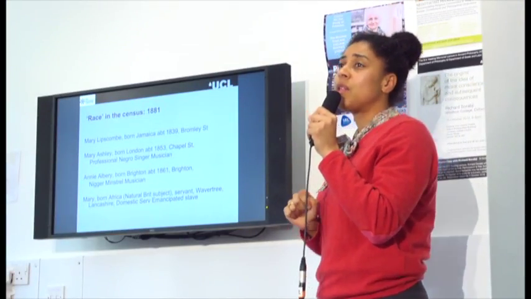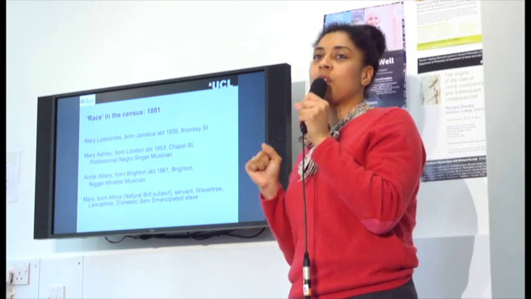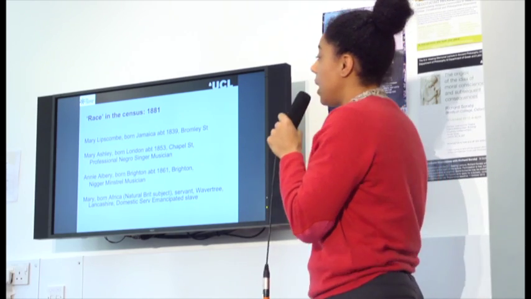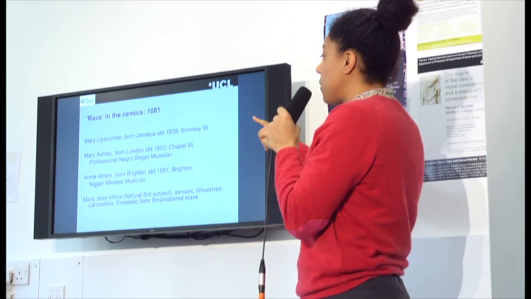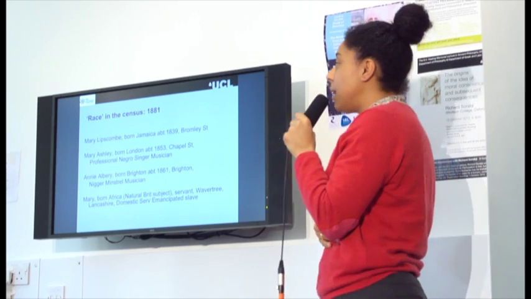But these are just some examples that I wanted to highlight to illustrate how complicated it is to find racial identifiers, if that's what we want to think about them. And even when we find them, are they that much use to us? So at the top, an example, most of them are from London, of Mary Lipscomb, a woman born in Jamaica in about 1839, living in Bromley Street.